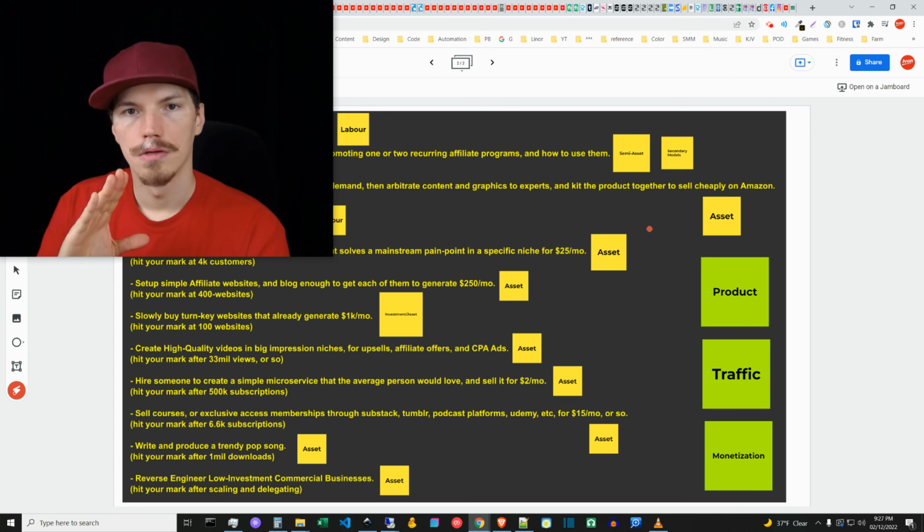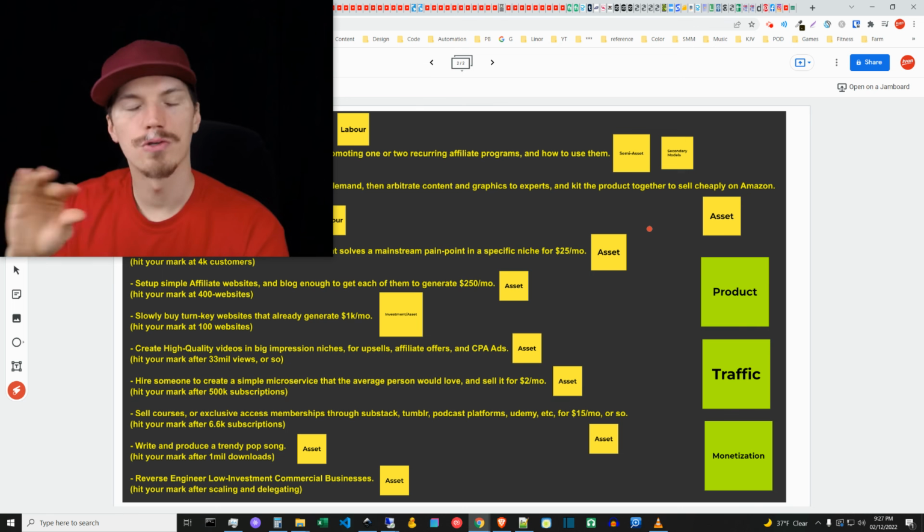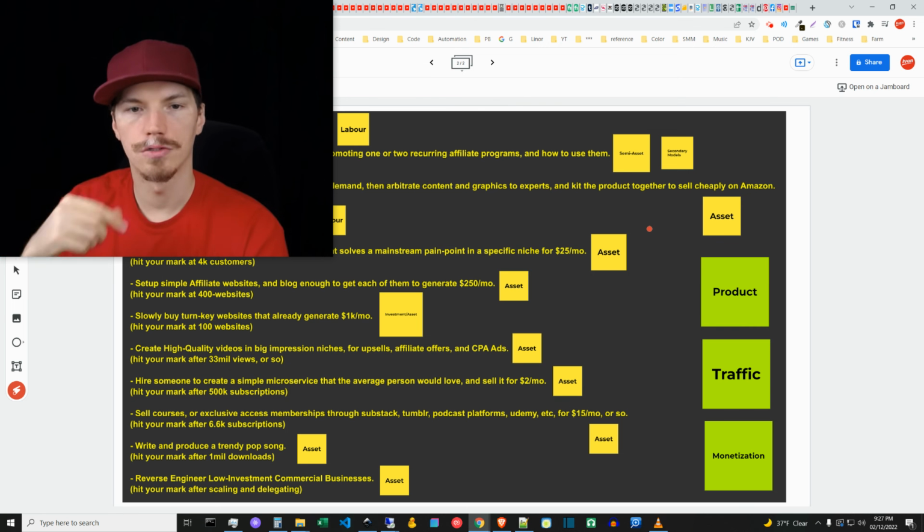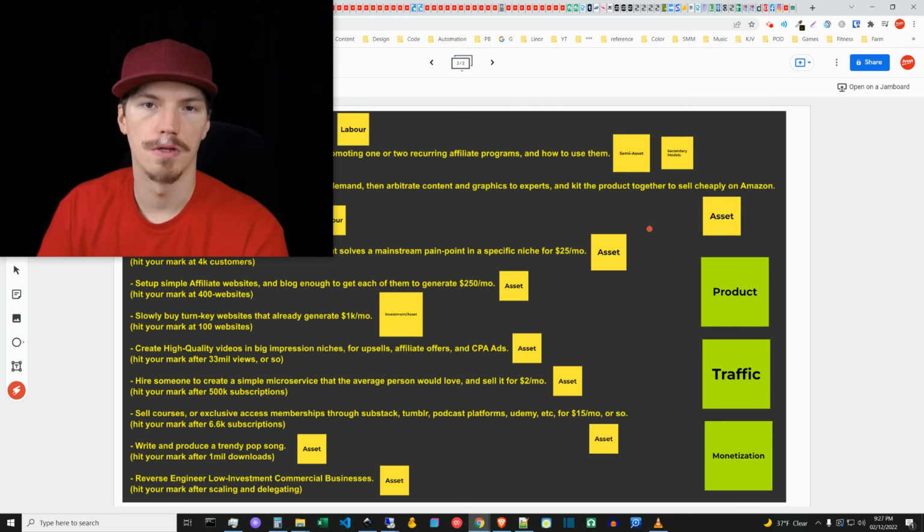Having a model is the most important thing. You have to have a good idea to put your work into. Otherwise, you're just going to be spinning your wheels.